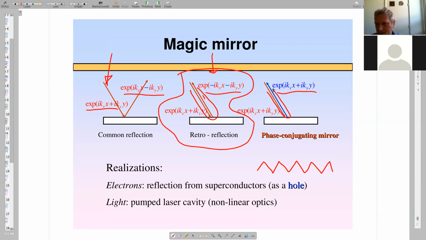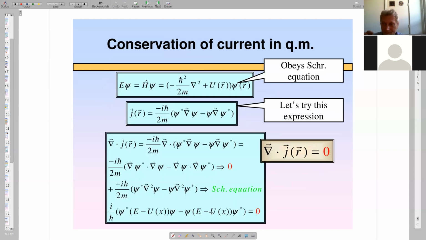One can do it for light using nonlinear optics effects, in a pumped laser cavity. I don't want to talk about this at the moment. Electrons reflecting from superconductors provide us an example of a magic mirror. I will talk about this in lecture number 6. But I just want to use it as an example for conserving currents, conservation of current in quantum mechanics.